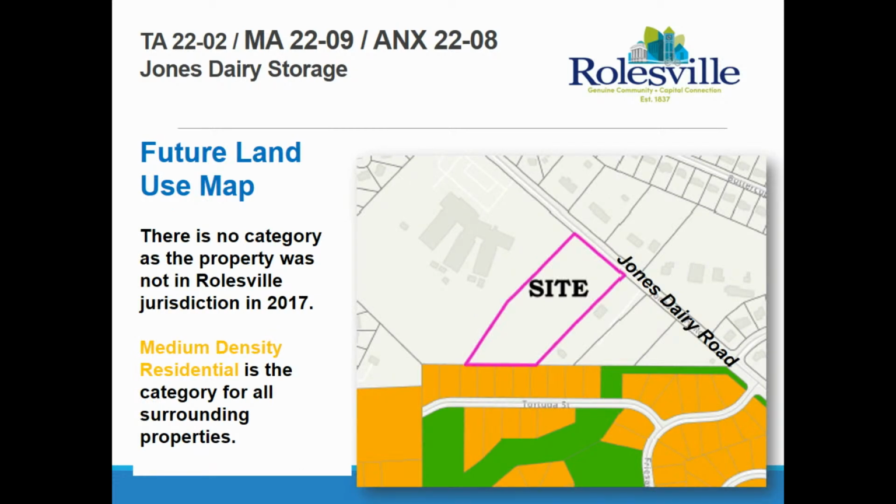So again, because this property was not in Rolesville's planning jurisdiction until 2021, the 2017 comprehensive plan and the future land use map don't contemplate the best future uses for this. So it's not on the comprehensive plan's future land use map. This is an image taken from that future land use map. The orange or yellowy down here is the medium density residential land classification. And this is surrounding, in all areas, medium density residential is either the planned land use or the actual on the ground land use.